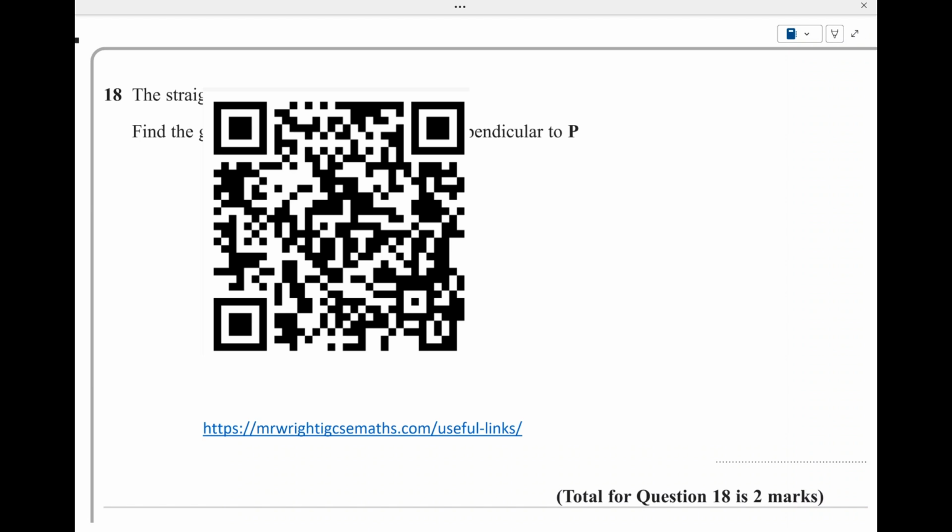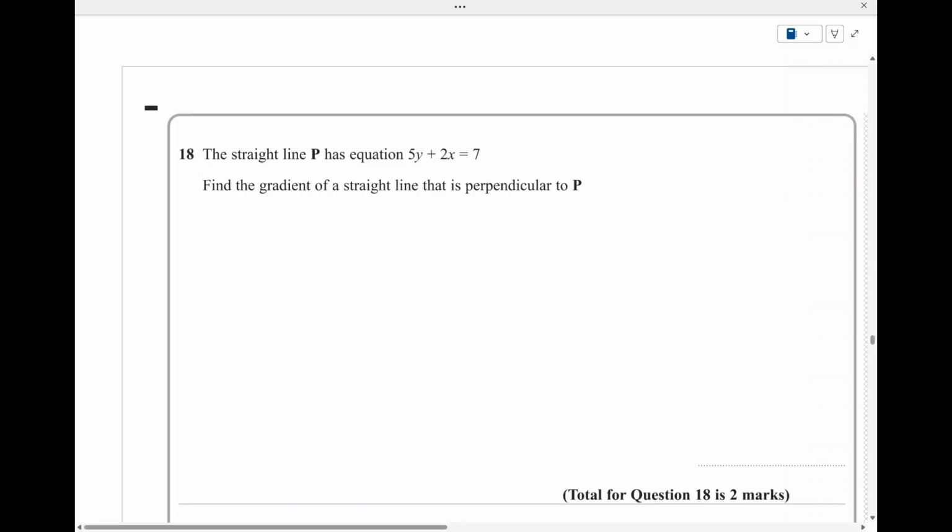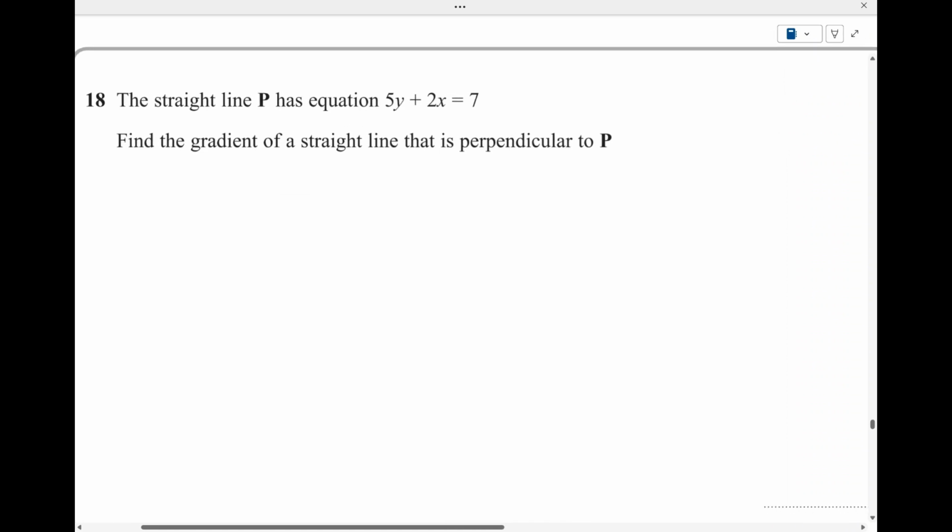All right, let's get on with question 18. Right, question 18. This is a question about gradients of perpendicular lines. The topic's called coordinate geometry. Right, we've got a straight line P, and it has that equation. We're asked to find the gradient of the straight line that's perpendicular to P.